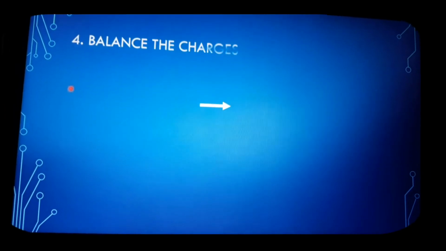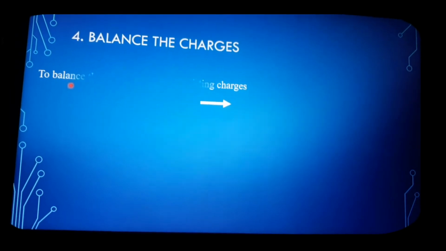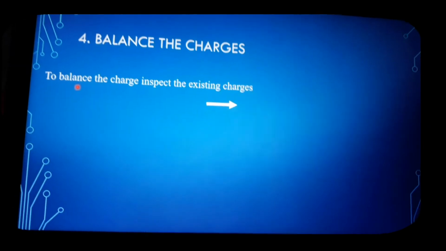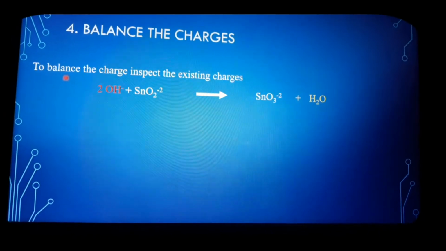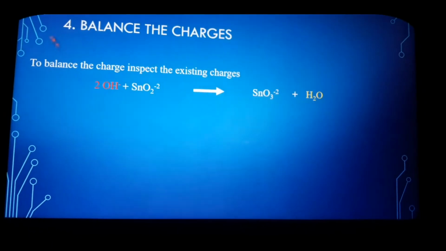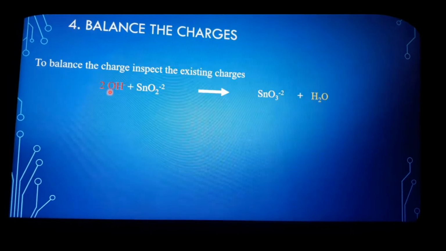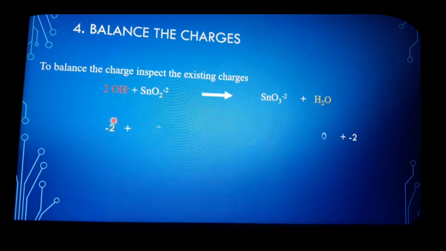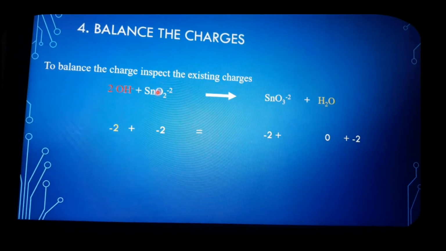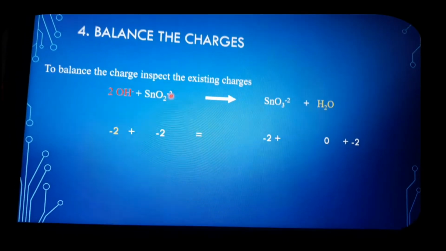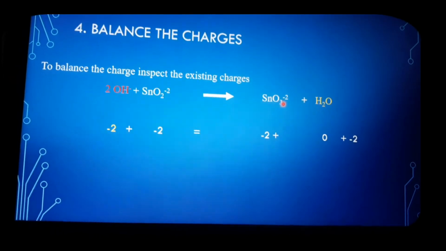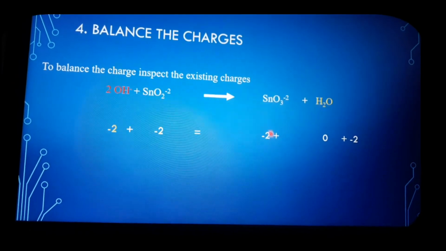For the other process, we will notice that we have 2 times negative 1, so that is negative 2. So we have 2 times 1, that's negative 2.